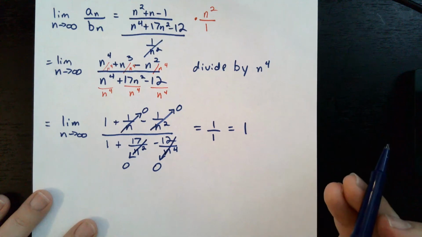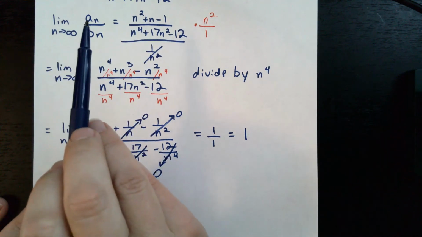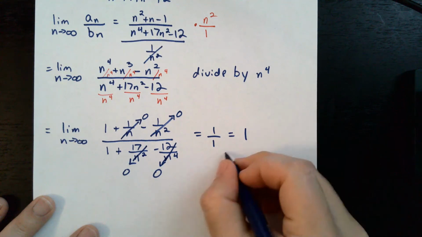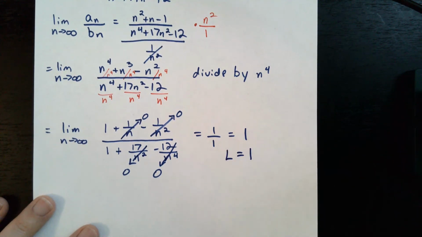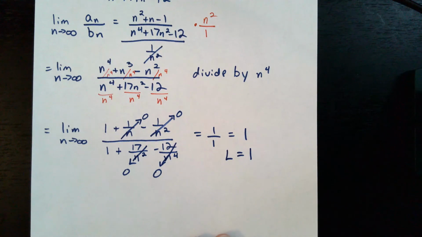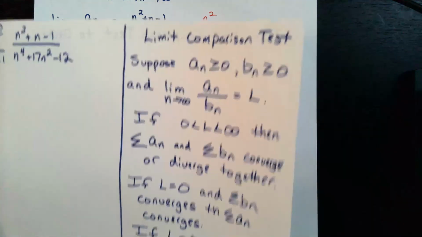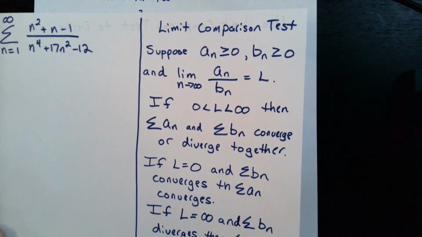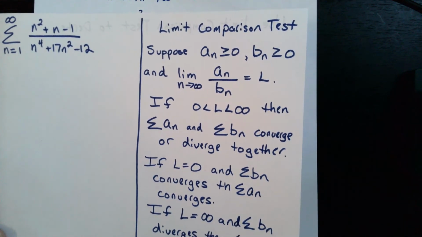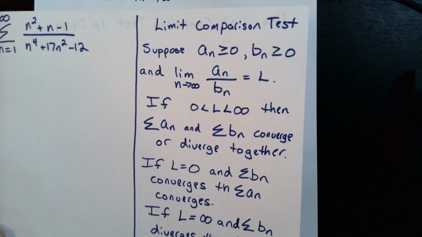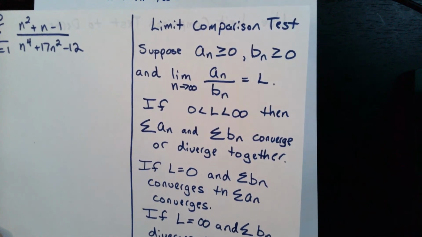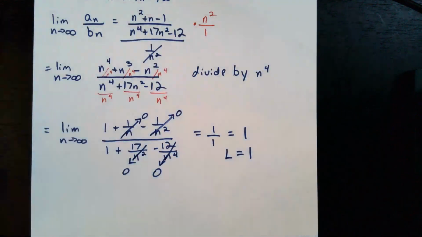So what that proves is that when we took the limit of a sub n over b sub n, we got an answer of 1. So L is equal to 1. Recall that it says if we take the limit and we can prove that it's equal to L, and L is some number between 0 and infinity, then they converge and diverge together. So if we can now show that b sub n converges, then that proves that a sub n converges as well. And it's very easy to show that b sub n converges.